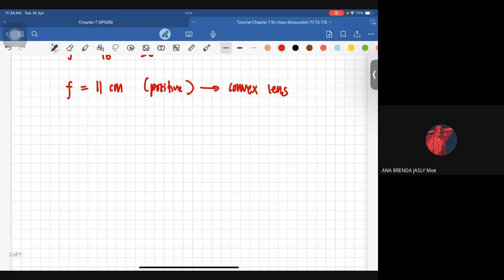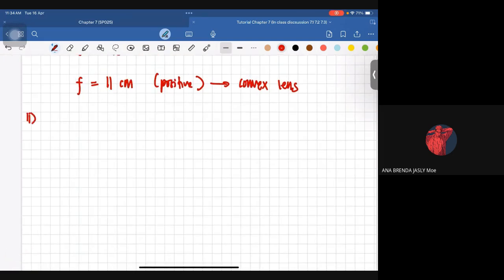Okay, so height of the image. We have height of the object, which is 8 millimeter. So since saya mau dia tally kan, saya mau dia semua centimeter, I'll convert this into centimeter lah.